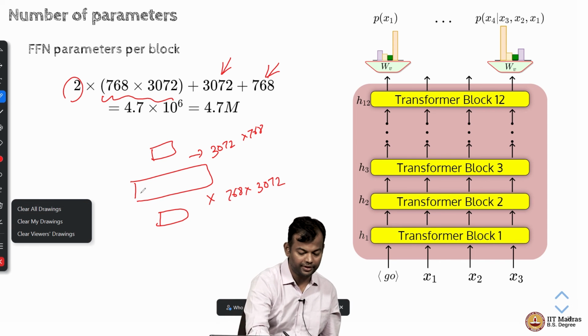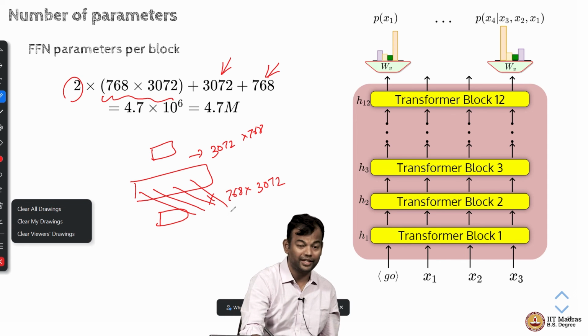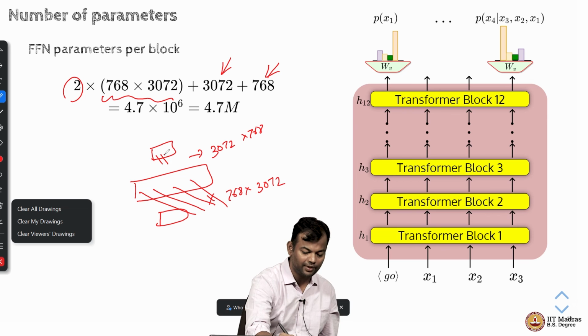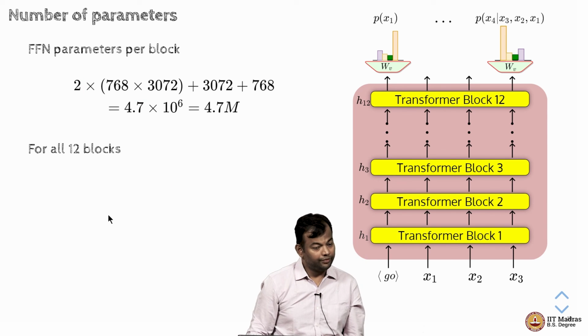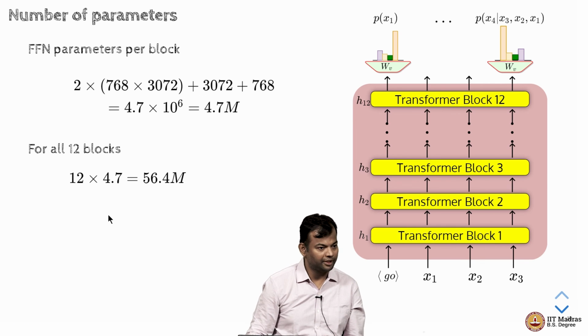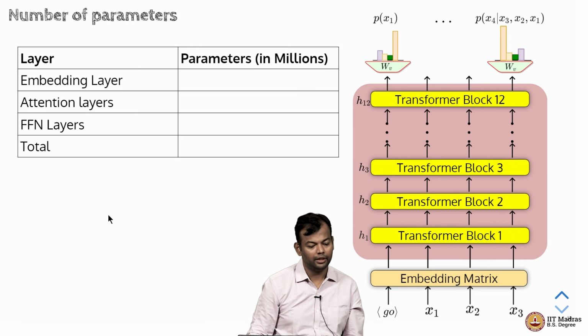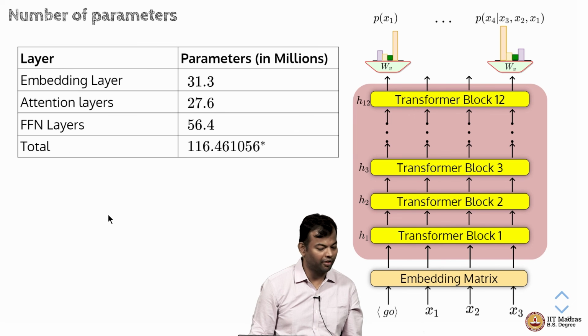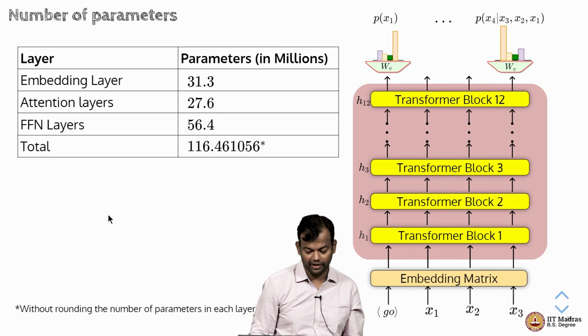Each of these would have a bias. That's why you have 3072, and that's why you have 768. If you do this for one block, it's 4.7 million. So you multiply by 12 blocks, you get 56.4 million parameters, right? So the embedding layer had 31.3 million parameters, the attention layer had 27.6 million parameters, and the feed-forward layer had 56.4 million parameters. The total number of parameters is roughly 116 million.